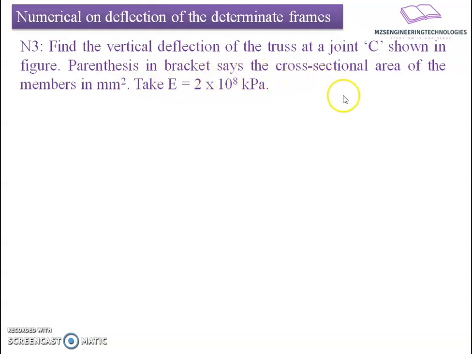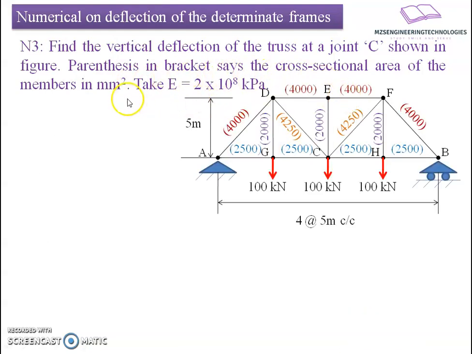The number in parentheses says the cross-sectional area of the members in mm². Take E equals 2 × 10^8 kilopascal. The given frame is a part truss of 4 bays of equal width 5 meter and height 5 meter. Areas of the individual members have been assigned in parentheses. We are interested to know what is the deflection caused at joint C due to the applied loading.